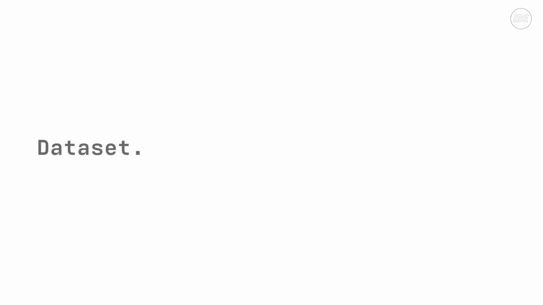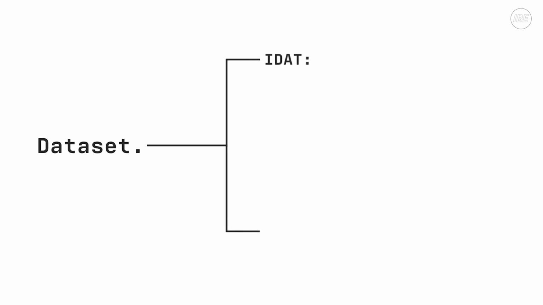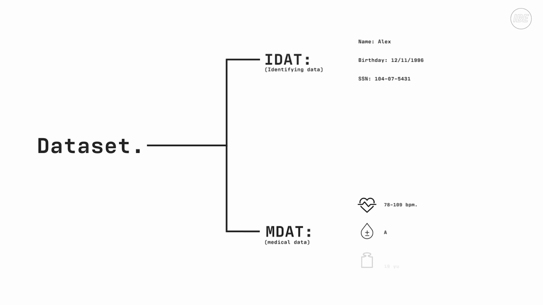When doing research using medical records, these records come from a patient, and that patient's data needs to be protected. Usually, one dataset consists of two parts. The first part we call EDOT, which stands for identifying data. It consists of names, birthdays, social security numbers, and similar things. The second part we call MDOT, which stands for medical data. It can be things like heartbeat, blood type, or anything related to the patient's health. Those two parts are used for linking the data and for the correct treatment of the patient.